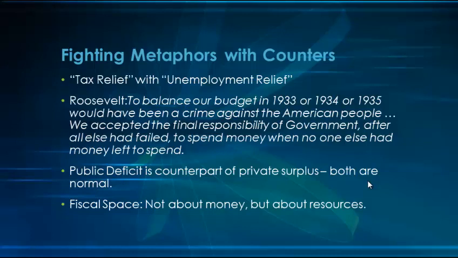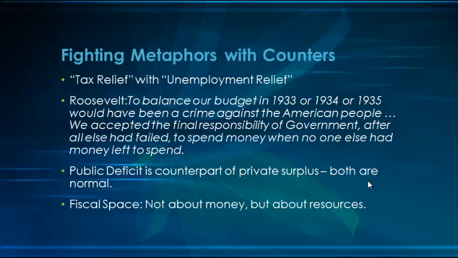The government was said to be very irresponsible, running a huge deficit. They said, no, our responsibility is to the people. We want to make sure that their budgets are balanced, even if our budget becomes unbalanced. So the public deficit is the counterpart of the private surplus.